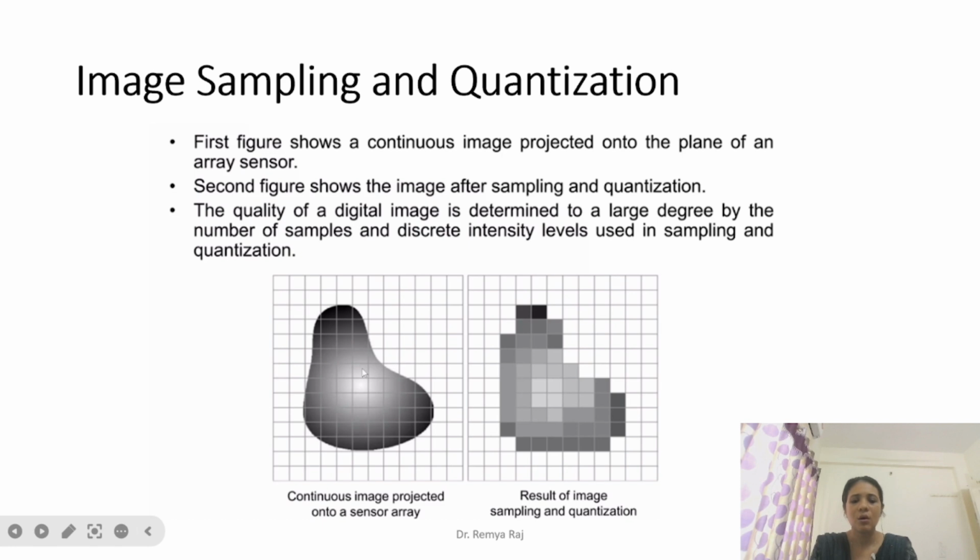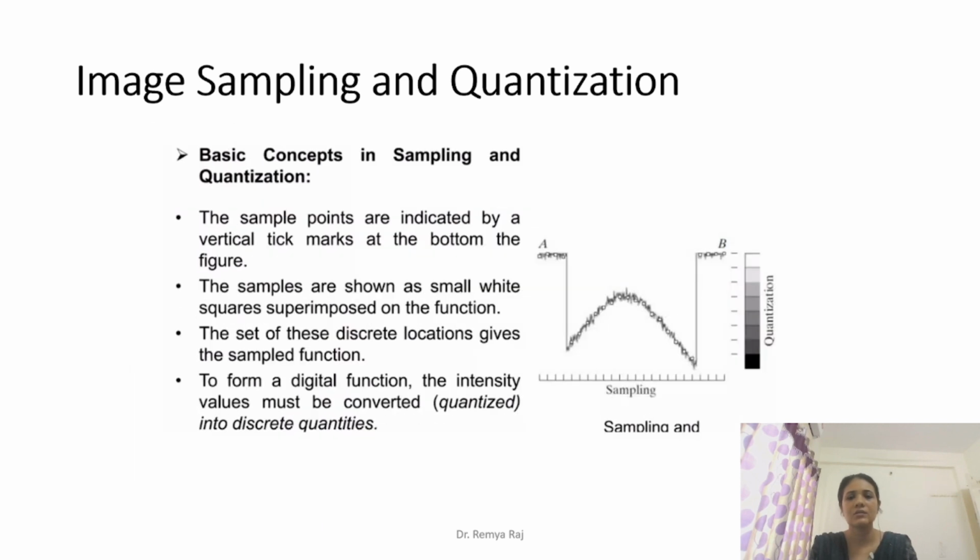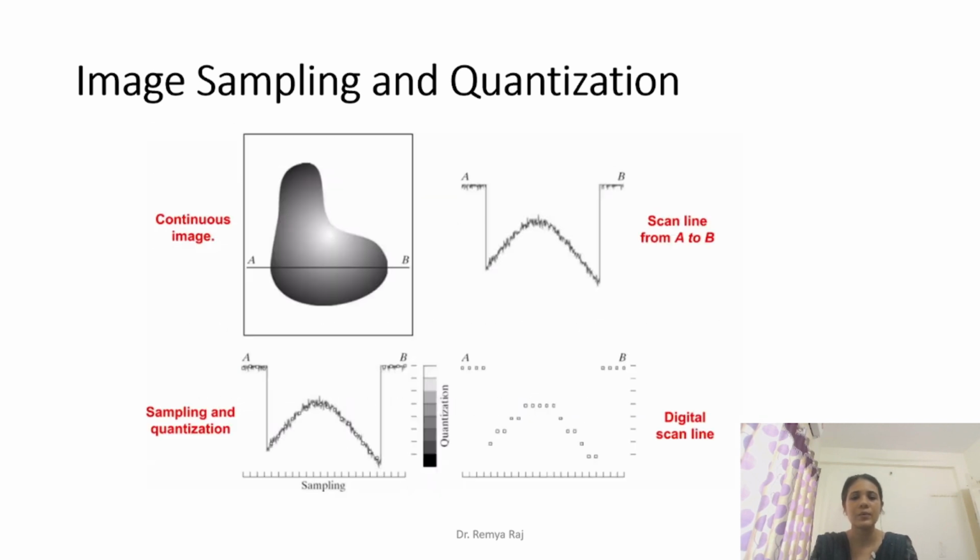So this is your original image, that is in analog form, a continuous form. And when you do the sampling and quantization, your image will look like this. So this is all about sampling and quantization. I hope you understood the basic things in sampling and quantization. It's a very simple process.